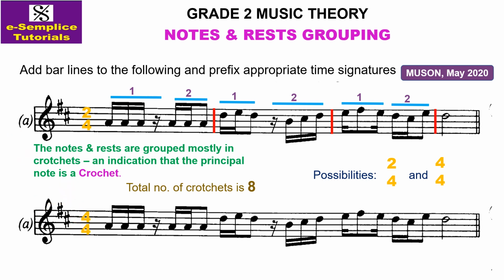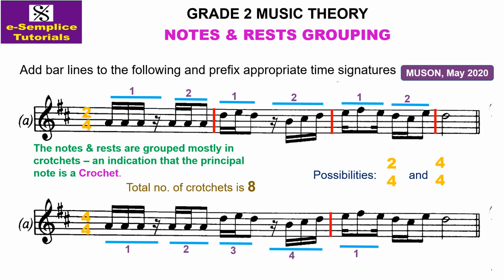Let's look at 4/4 time. Remember, here we'll be looking for 4 crochets before we put a bar line. This is beat 1, that's a crochet. This is beat 2, another crochet. Beat 3, another crochet. Beat 4, the last crochet, so a bar line has to come.